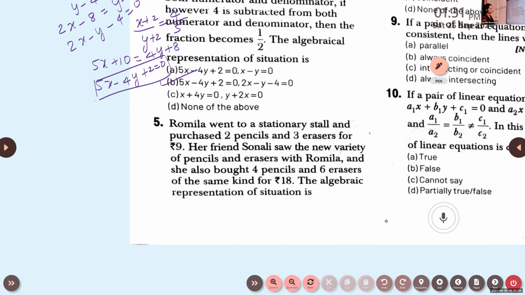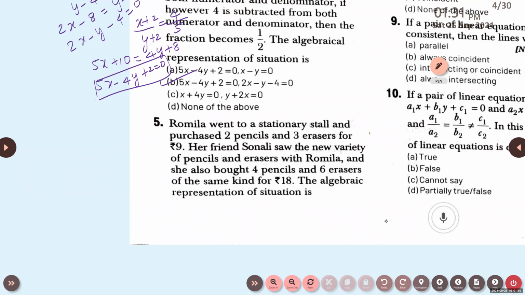Romila went to a stationery stall and purchased 2 pencils and 3 erasers for rupees 9. Her friend Sonali saw the new variety of pencils and erasers with Romila, and she also bought 4 pencils and 6 erasers of the same kind. The algebraic representation of the situation is, yes. Try this answer.